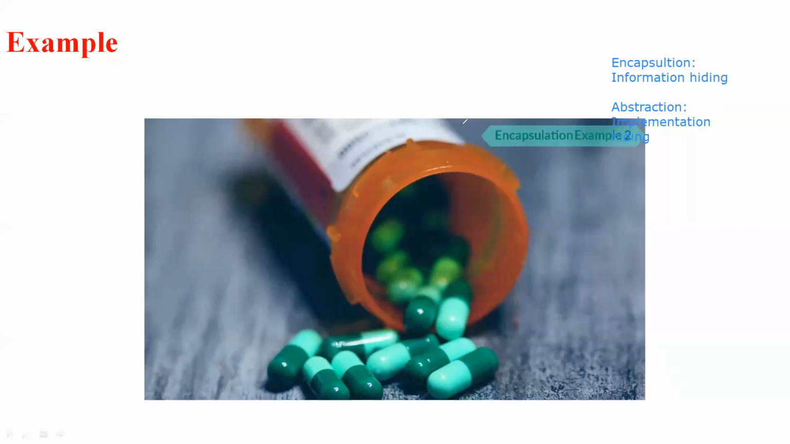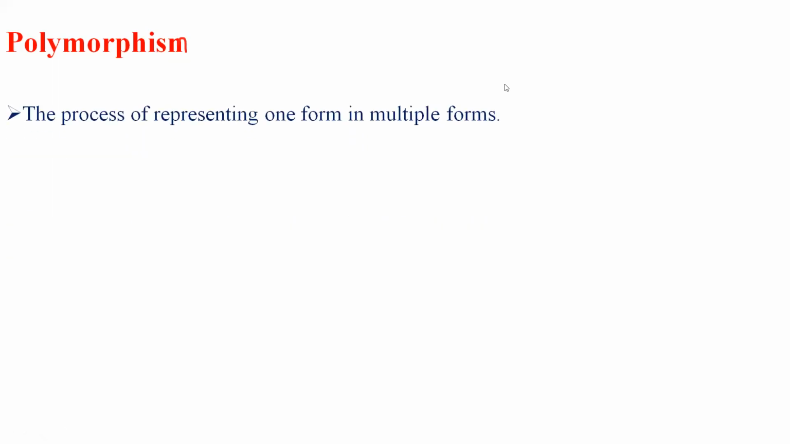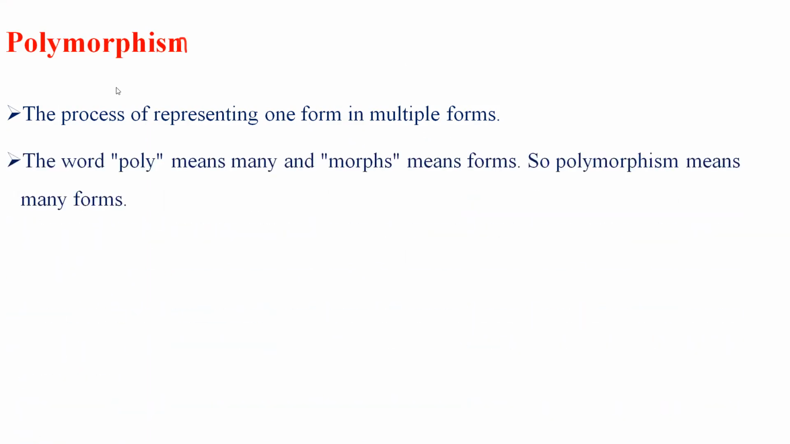So we're going to discuss a few more pillars or features. The next one is polymorphism, which is the third pillar of object-oriented programming. It is also called the third principle or third pillar of object-oriented programming, which is polymorphism. Polymorphism is the process of representing one form in multiple ways. So representing one thing in multiple ways is called polymorphism.